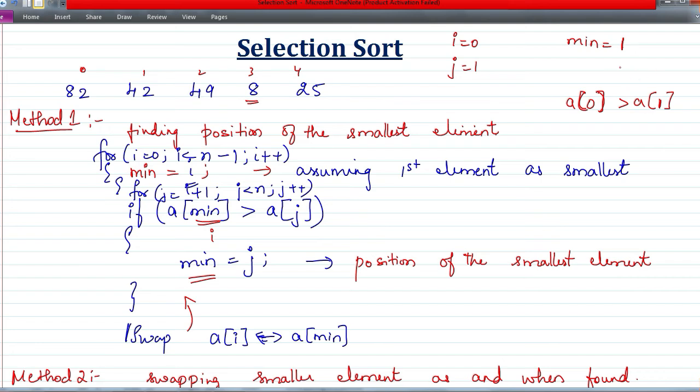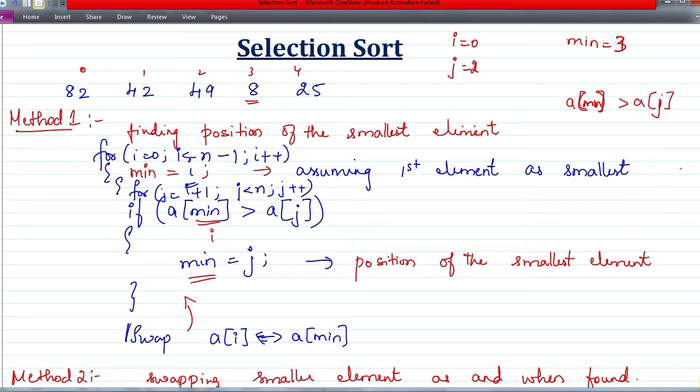Now next j gets increased, j becomes 2. Again I am comparing what is in a[min] with what is there in a[j]. So min is now 1. Is this greater than this one? No. Therefore this change will not happen. j will increase, j becomes 3, then a[min] is 42. Is it greater than 8? Yes. Therefore I am changing the position of min variable, j is 3, that is stored in min. Next, I am comparing this position with j equals to 4. It is not greater. That's it. That comes to the end of the loop.